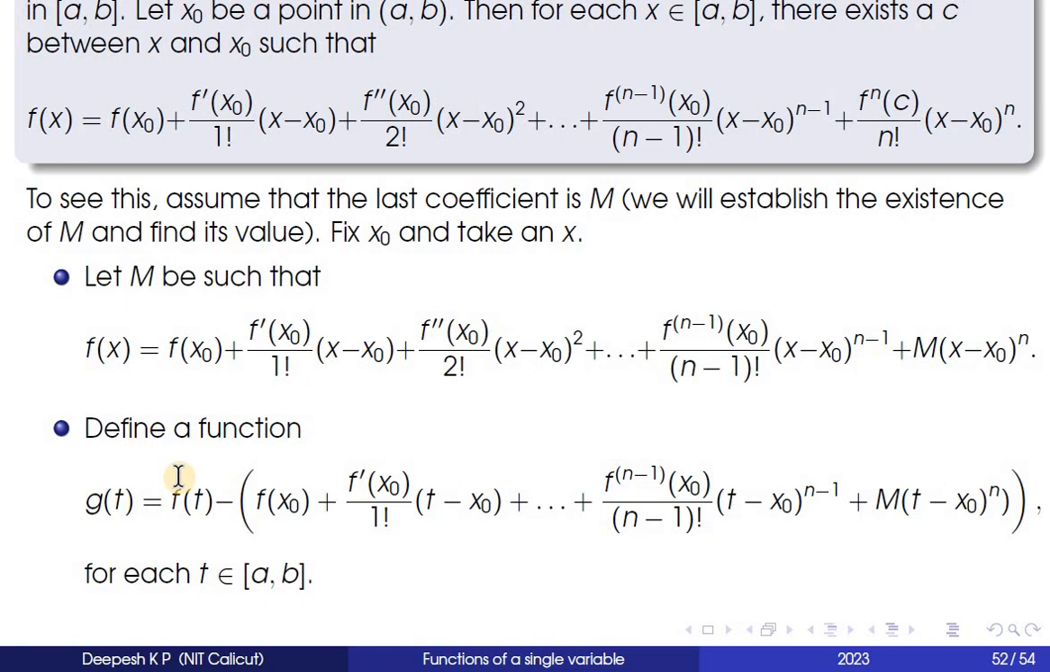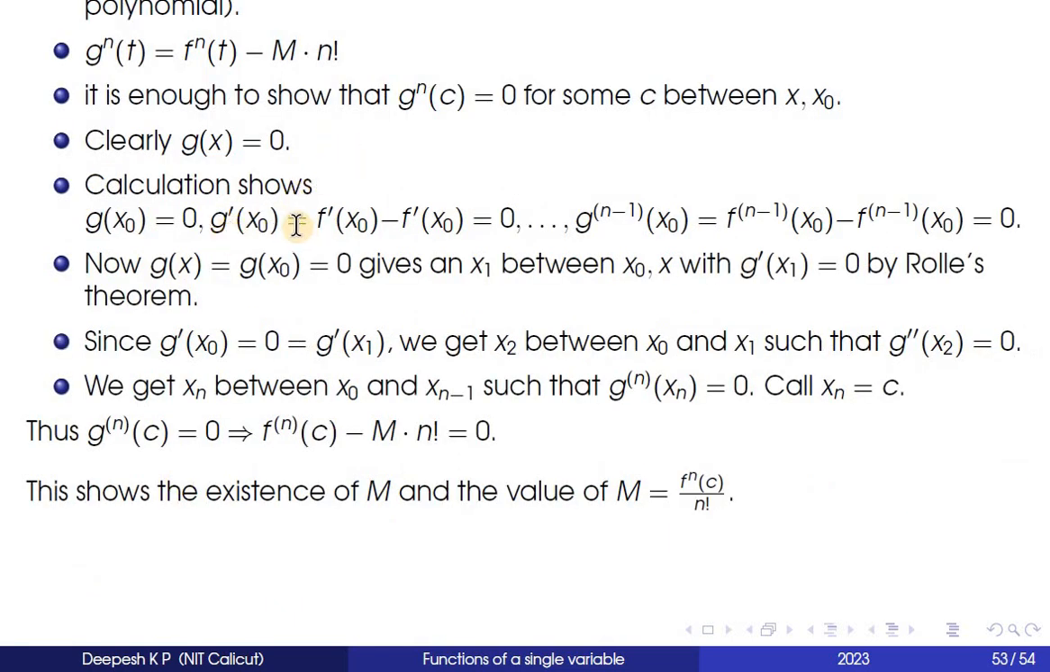Now we can show that g dash x naught is equal to nothing but f dash x naught minus f dash x naught. That is also 0, etc. G's n minus 1th derivative at x naught also will be 0. Now we have two numbers, g of x is equal to 0 and g of x naught is also equal to 0. So g of a equal to g of b means you can apply the Rolle's theorem, right? So here g of x equal to 0 and g of x naught is also equal to 0.